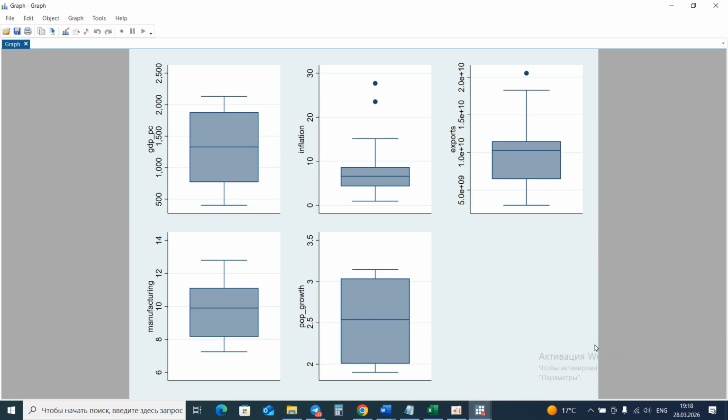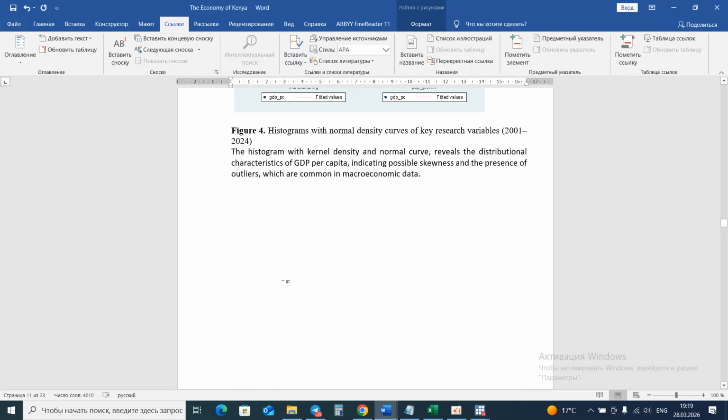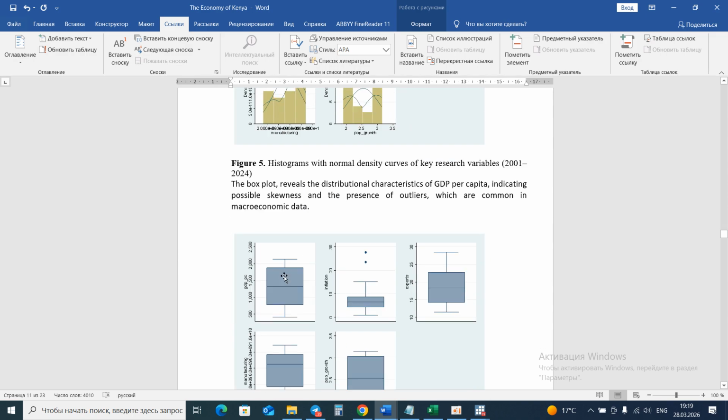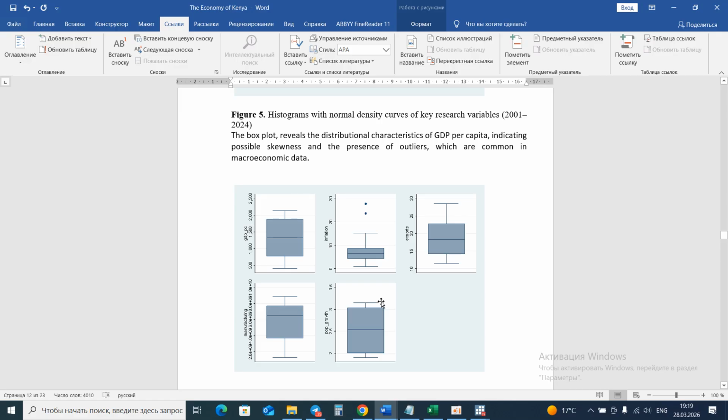So we move to the graph combine, copy it, and put it into our Word format like here. Yes, it shows us possible skewness and presence of outliers.